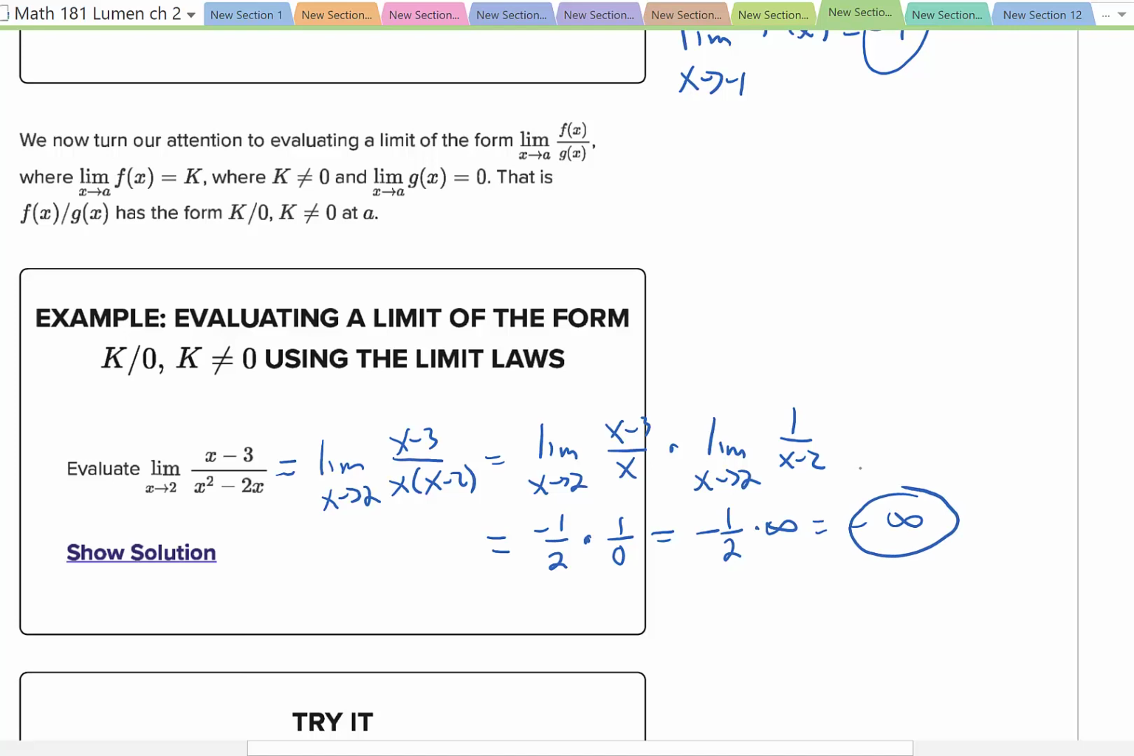The textbook has a slightly different version of this. They have approaching 2 from the left. So if you approach 2 from the left, that would make this 1 over x minus 2 a negative infinity, and then that cancels to become a positive infinity. Okay, let's do this last one here then.